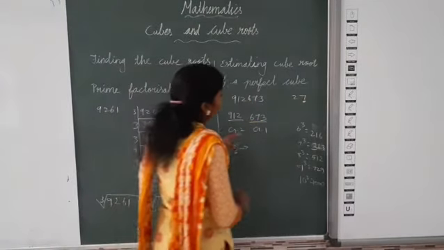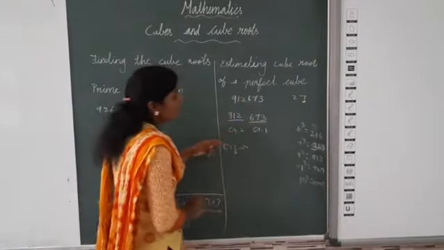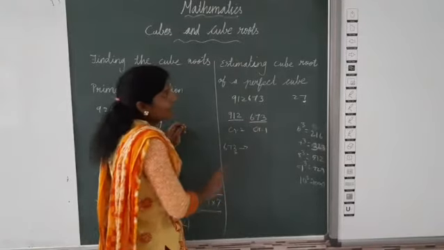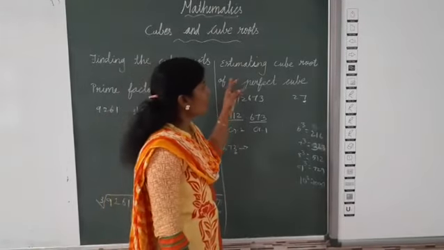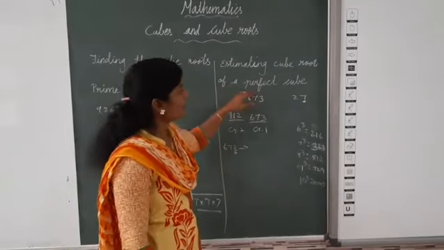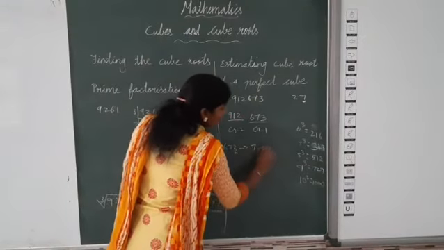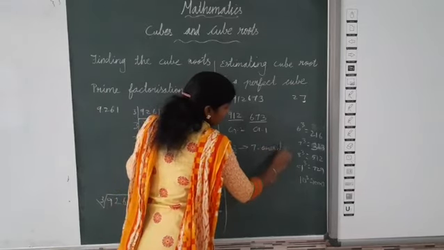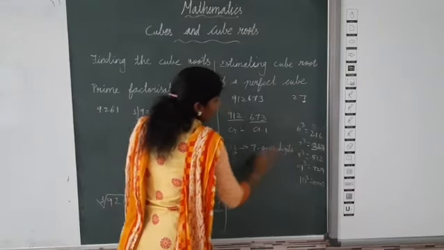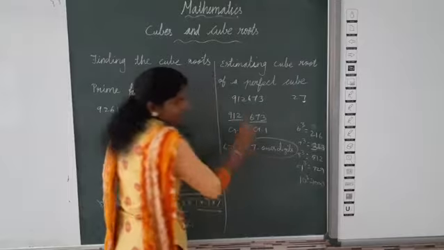Okay. So we can write the perfect cube also. We can write 7 in the 1's digit of the cube root of a perfect cube. Okay. 7 is the 1's digit.